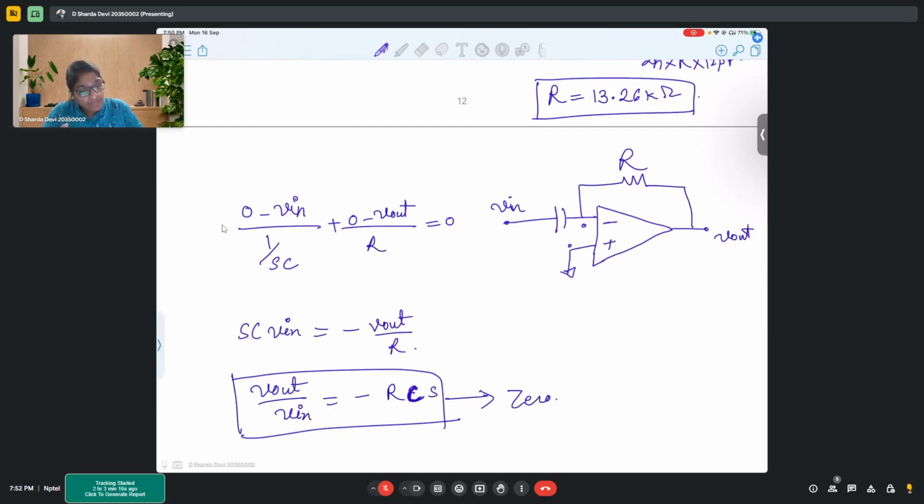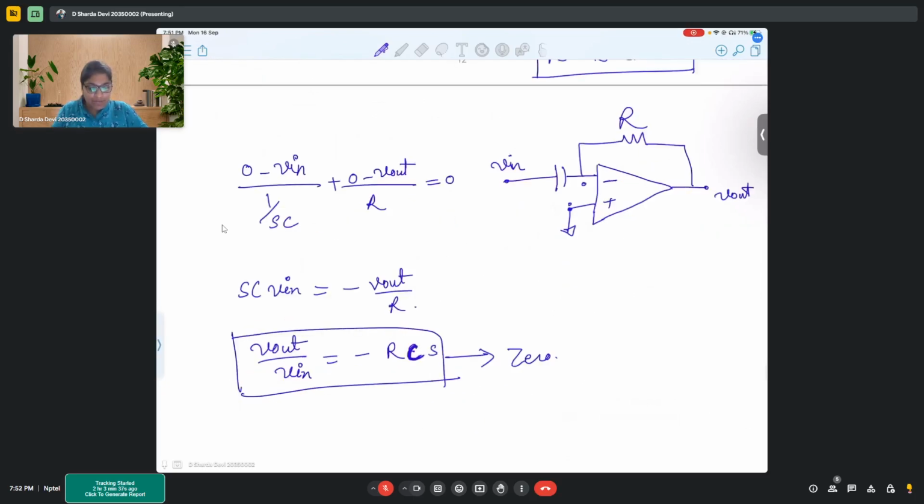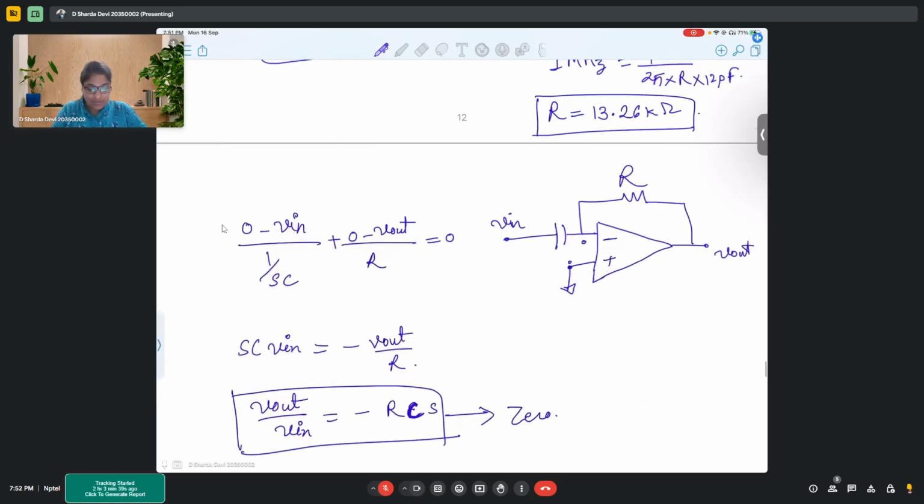Now things would be different when you have your input at this point. Things would change because you would solve your equations accordingly. Correct? So it depends on how your inputs and outputs are connected, how your components are connected. Based on that, you find the transfer function.